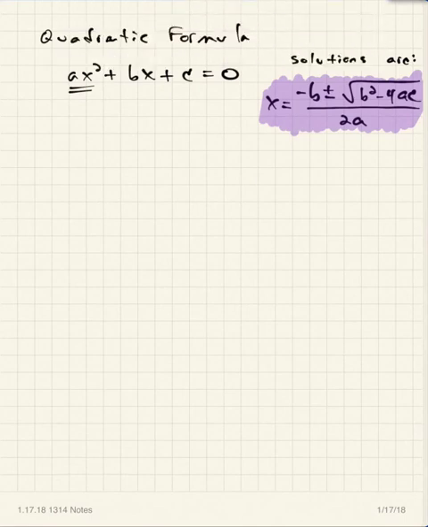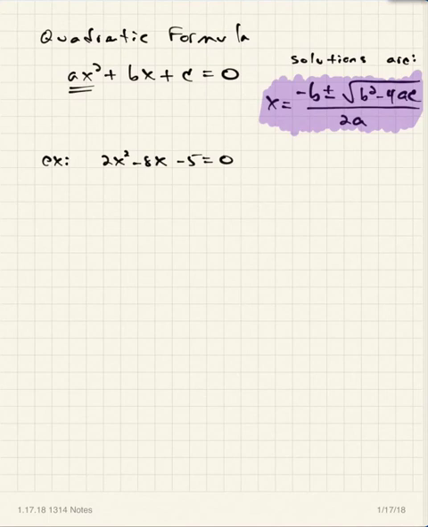So, you know, what has to be true here? The equation must be in a form where you can identify the a, b, and c values. So, for example, this equation, 2x squared minus 8x minus 5 equals 0. Now, this is an equation that's not factorable. You could not use factoring to solve this equation, but you could use the quadratic formula to solve it.